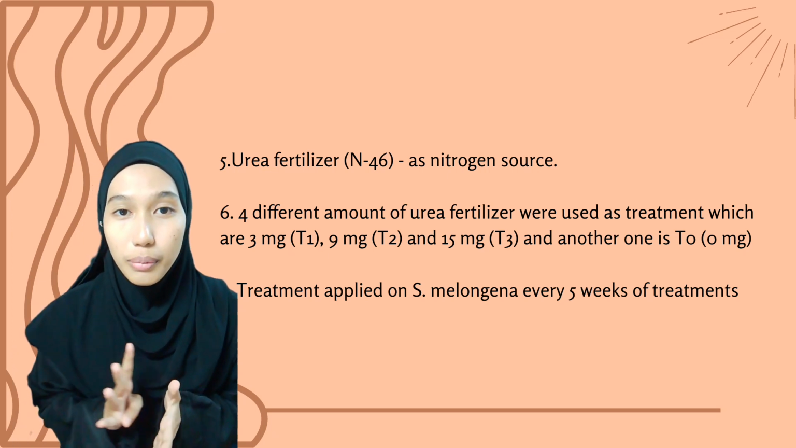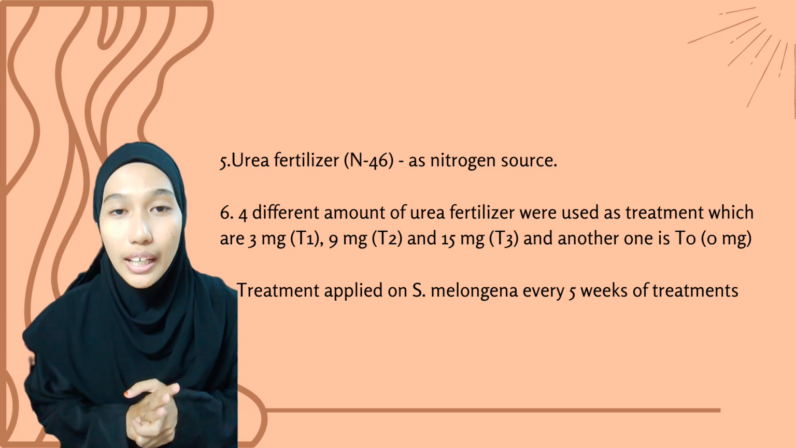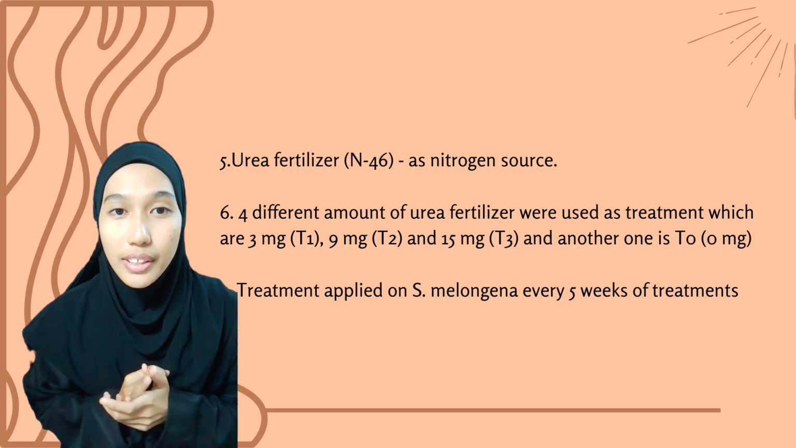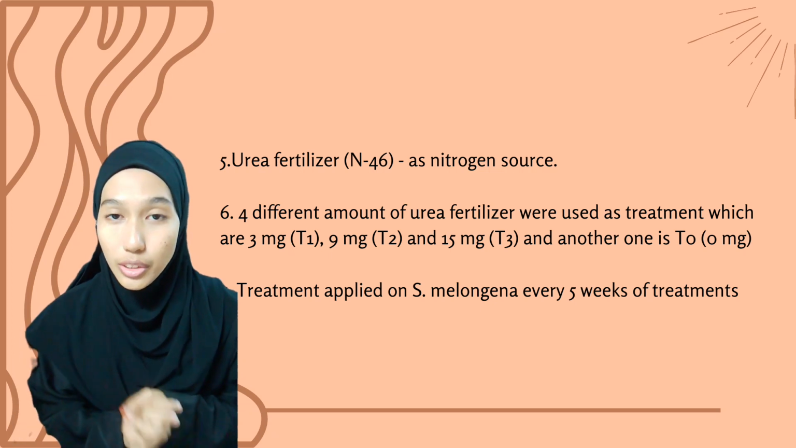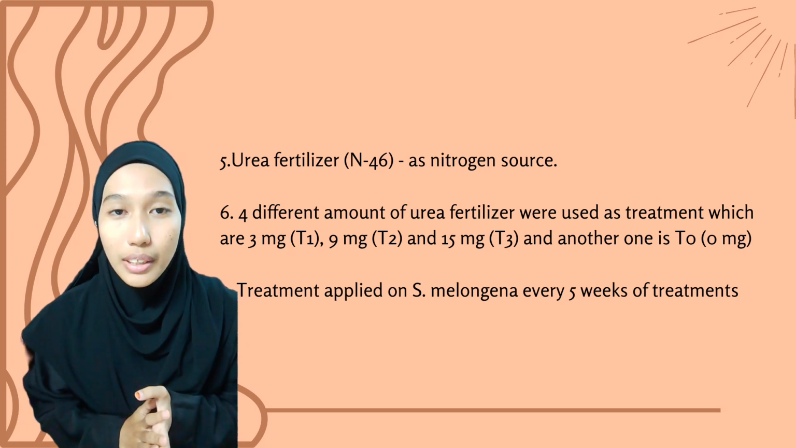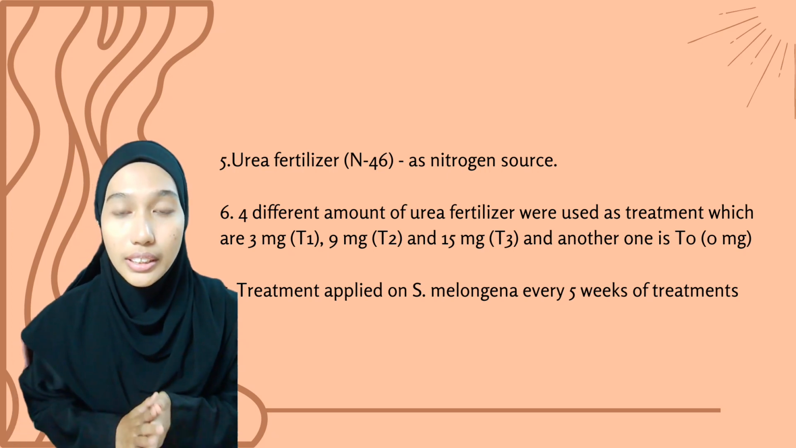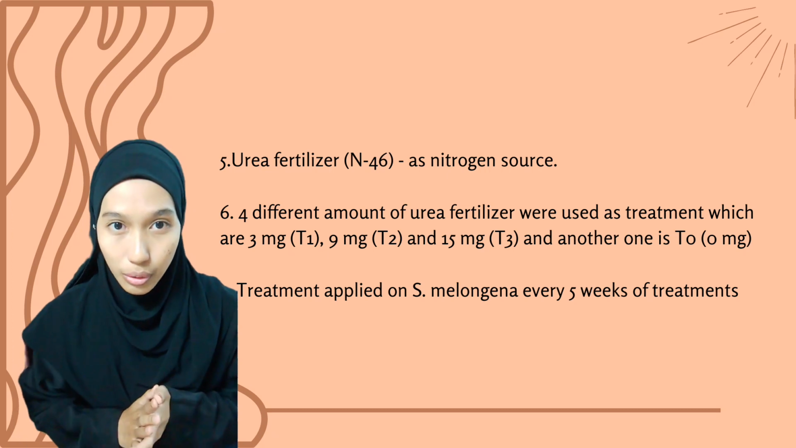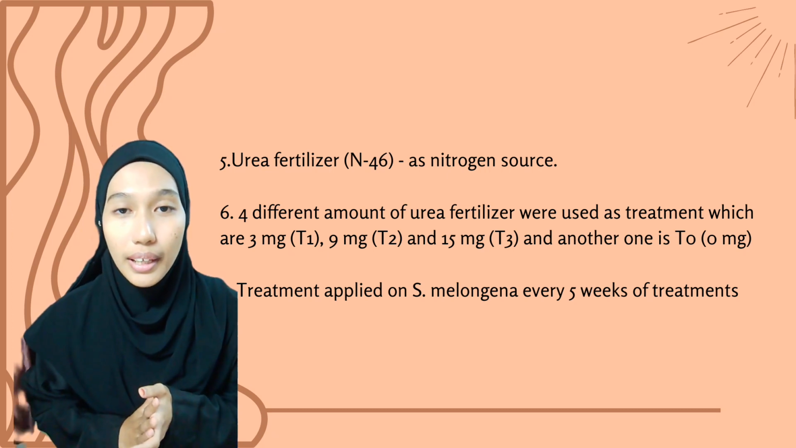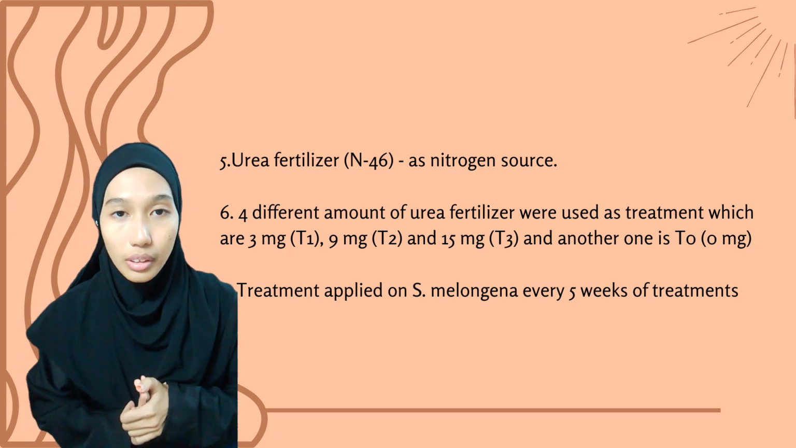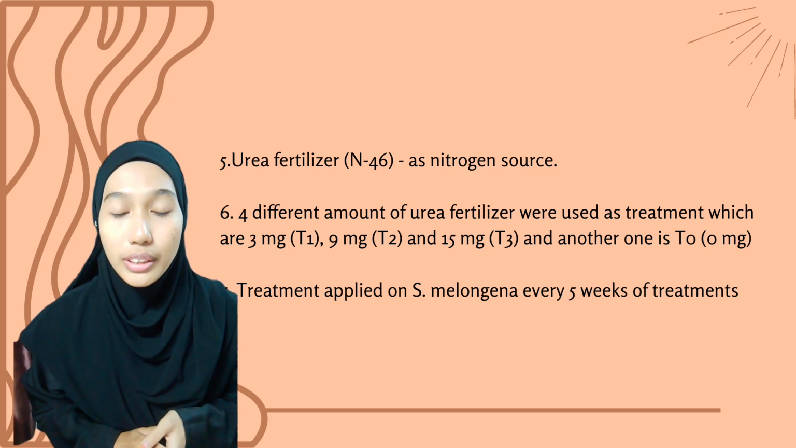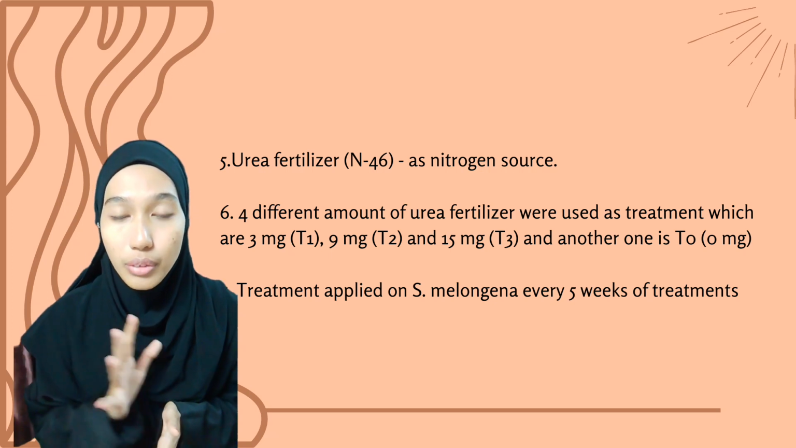So 4 different amounts of urea fertilizer were used as treatments, which are 3 mg as treatment 1, 9 mg as treatment 2, and 50 mg as treatment 3. And another one is treatment 0, which is 0 mg as a control treatment. These treatments were applied on Solanum melongena every 5 weeks of treatments.